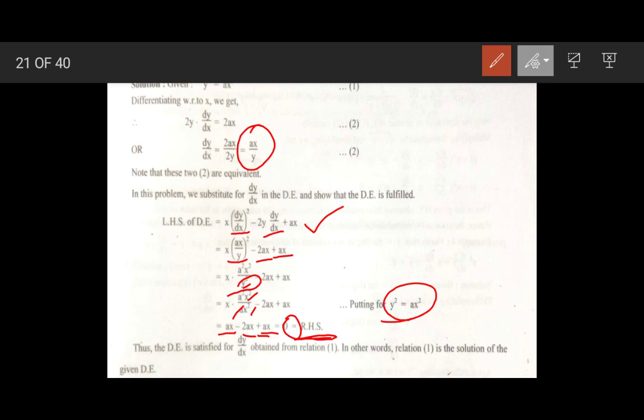So this solution, y square is equal to ax square, satisfies the given differential equation. When we substitute the solution value for dy upon dx in the left hand side, we get the right hand side as 0. So that's why y square is equal to ax square is a solution of the given differential equation. Now let's see the second example.